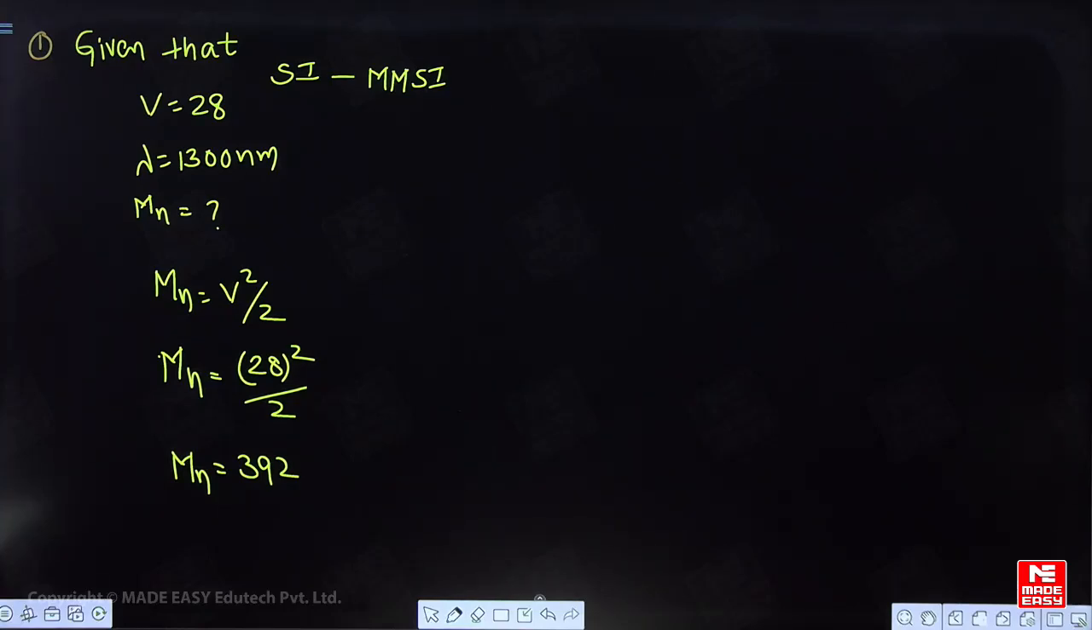are 1.46 and 4.5 micrometers respectively, with the relative index difference being 0.25%, the cutoff wavelength is. So, it is asking you to find the cutoff wavelength.